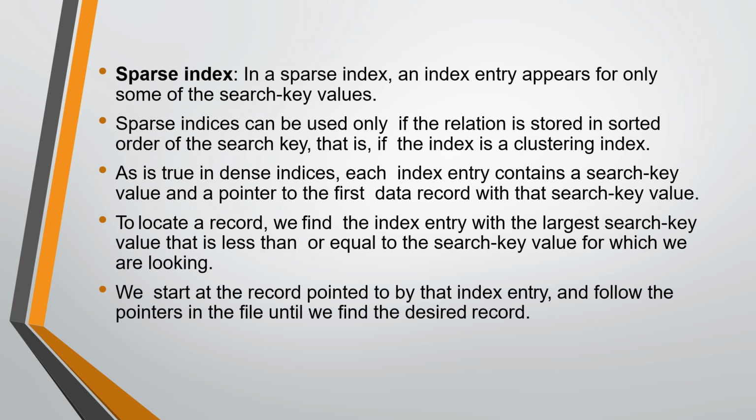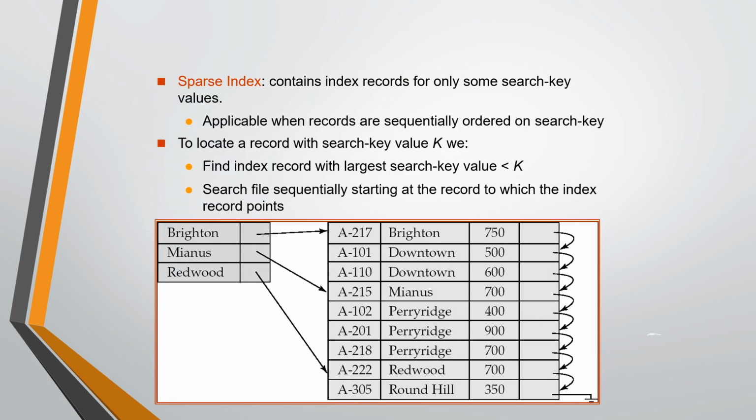Our next type of index is the sparse index. In a sparse index, an index entry appears for only some of the search key values. That is, here we can see that a sparse index contains index records for only some search key values. To locate a record with search key value k, we find the index record with the largest search key value less than k. Search the file sequentially, starting with the record to which the index record points.